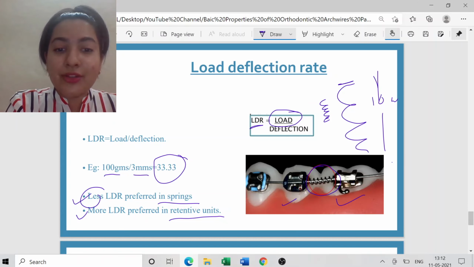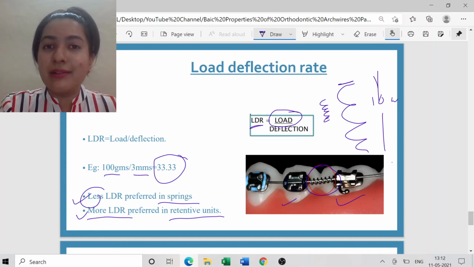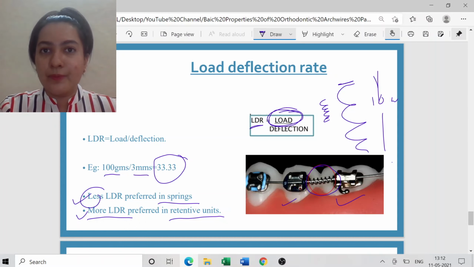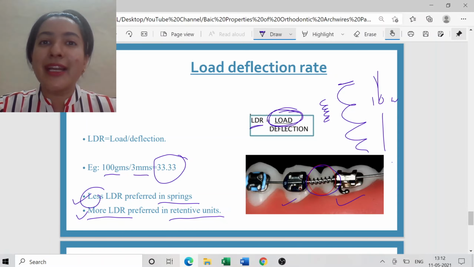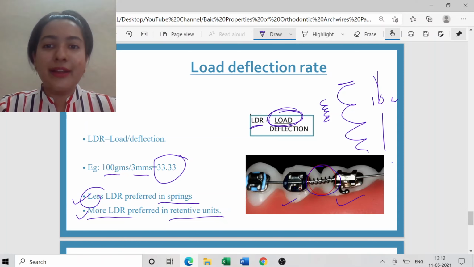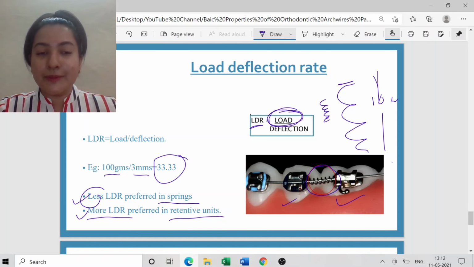So in such retentive units, more LDR is preferred, meaning to deflect a retentive unit, I have to apply a large amount of load. Okay, so when occlusal forces are acting onto the tooth surface, that much amount of load is not enough to deflect the retentive unit. So that is desirable of a retentive unit. That is, it does not get deflected easily. Large amount of load has to be applied to deflect it. Okay, so that is your load deflection rate.